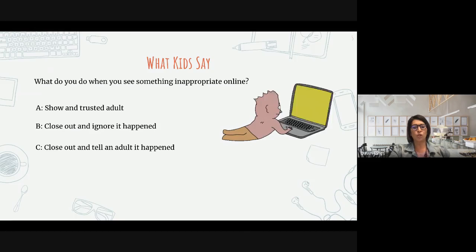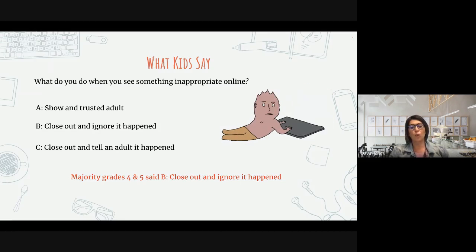Many of them chose, and this is grades 4 and 5, close out and ignore it happened. I found that really interesting, and I asked them why. Why would they just close out? Why would they ignore it happened? There were two responses in grades 3 through 5. Again, in grades 1 and 2, a lot of them did say they told a trusted adult, but their content, what they found inappropriate, was mostly foul language.